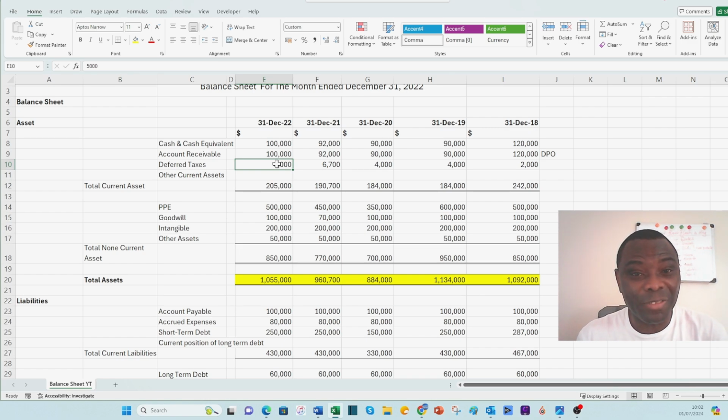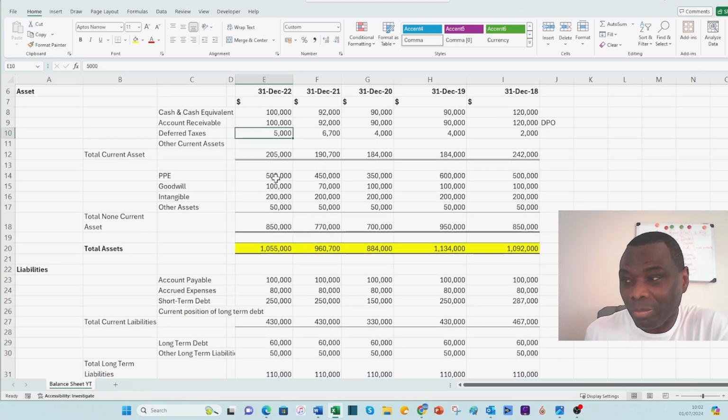Some of them offset it on your future liabilities and things like that. Then you want to dive into your total current assets, which is here below. And then your long-term non-current assets, which, for example, start with your PPE, which is property, plant, and equipment, like your machineries, your buildings, computers, and the list goes on and on.